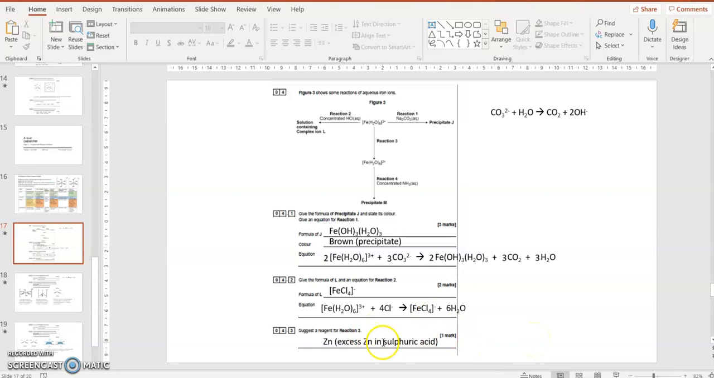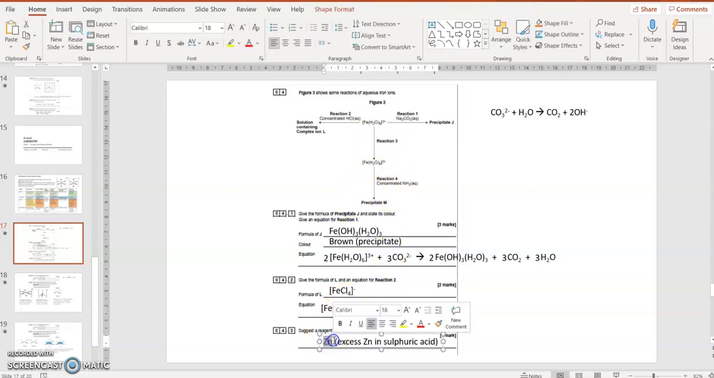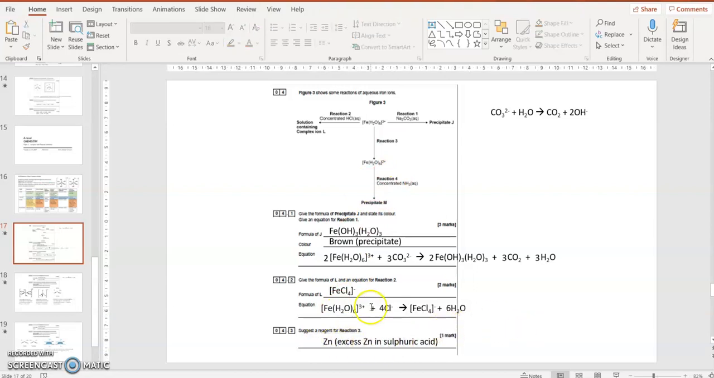Suggest a reagent for reaction 3. I need a reducing agent, something that turns Fe3+ down into Fe2+, oxidation state 3 down to 2, and a reducing agent for transition metals is Zn. You need it in sulfuric acid, but Zn will get you the mark.